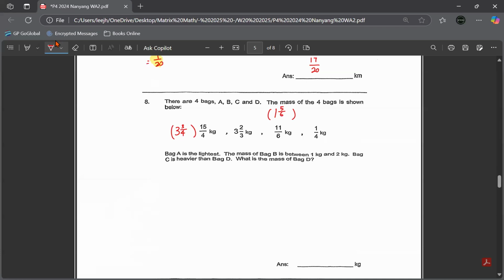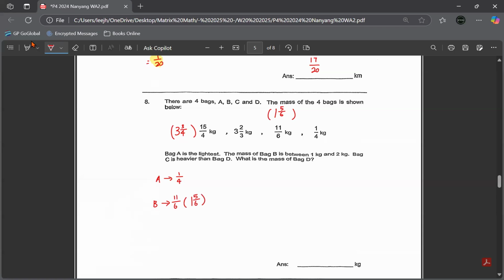And then there's 1/4. So you can see out of all these, you know that 1/4 is the smallest. So that means bag A is 1/4. And now you can see that bag B is between 1 and 2 kg, which means which one is between 1 and 2? These two are both 3 kg, so it cannot be bag B. In other words, bag B is this one, 11 over 6. Okay, so bag B is 11 over 6, or we can just write it as 1 5/6, 11 over 6, which is 1 5 over 6 kg.